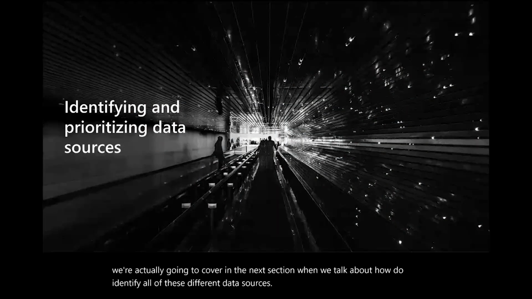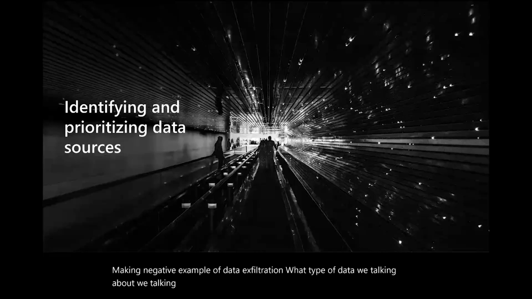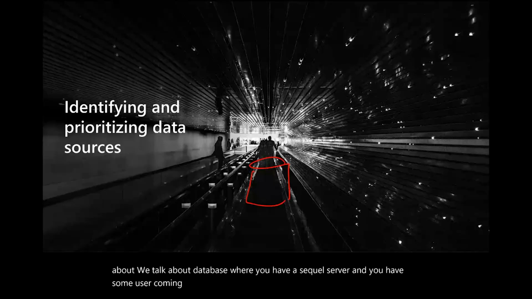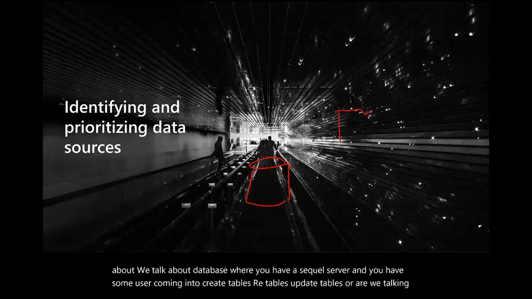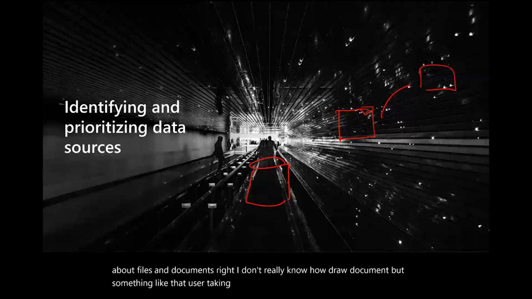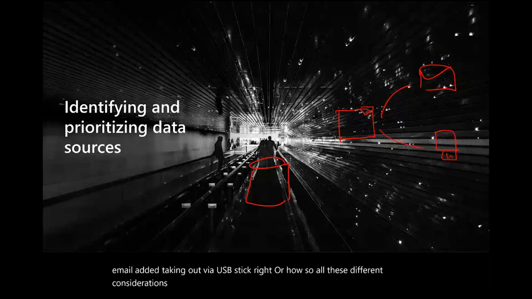Because taking data exfiltration as an example, what type of data are we talking about? Are we talking about a database, where you have a SQL server and some user coming in to create tables, read tables, update tables? Or are we talking about files and documents, right? I don't really know how to draw a document, but something like that. A user taking out documents, and how? Are they taking them out via email? Via a USB stick? Or how? So all these different considerations can sometimes be a bit overwhelming.